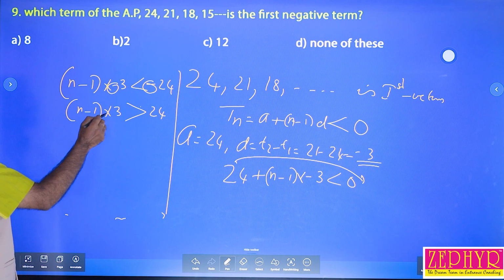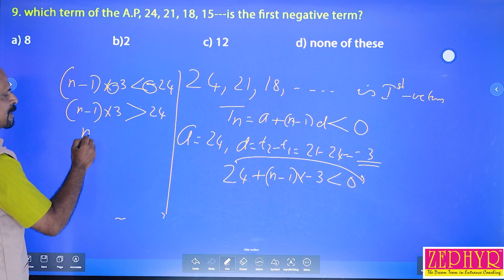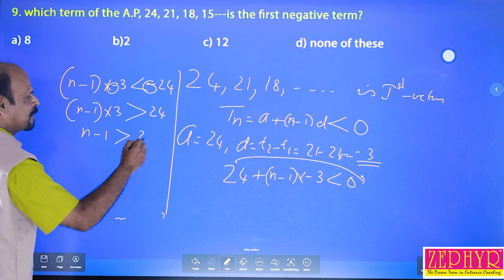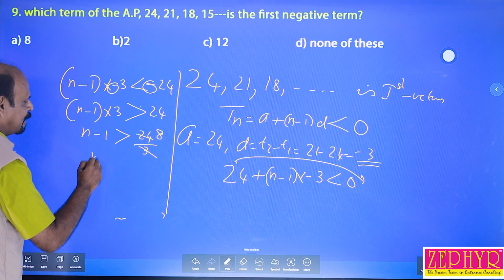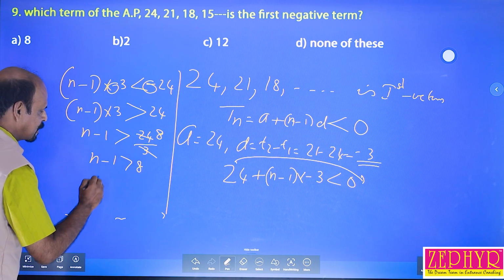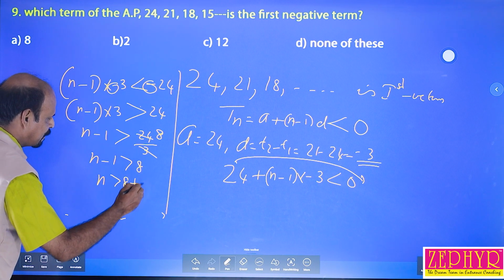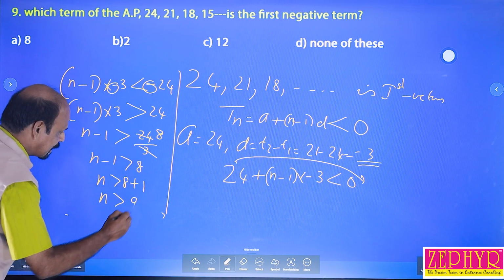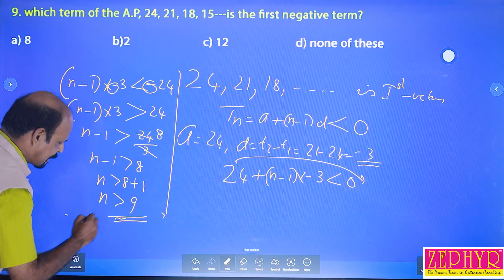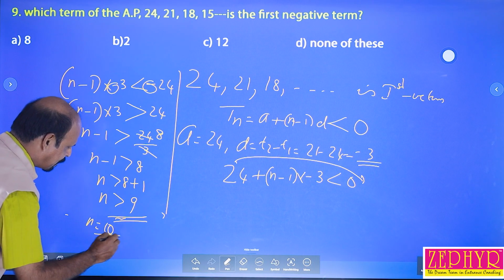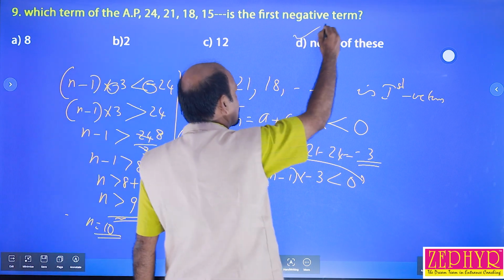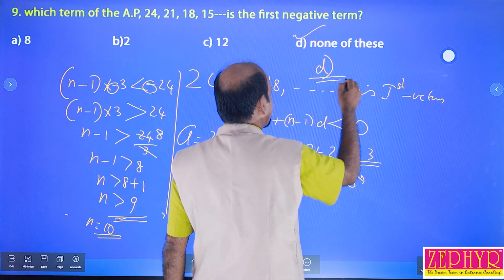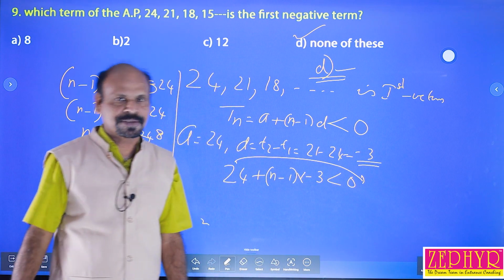So we got (n minus 1) into 3 greater than 24. So n minus 1 greater than 24 by 3. 3 in 24 is 8 times, n minus 1 greater than 8. So n is greater than 8 plus 1. The value of n should be greater than 9. So the answer will be n equal to 10. But no option 10 is there. So your option is D. D is the correct option, none of these is the answer to this question.